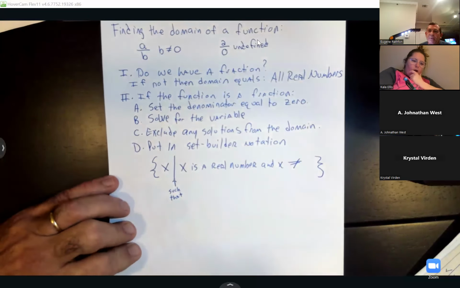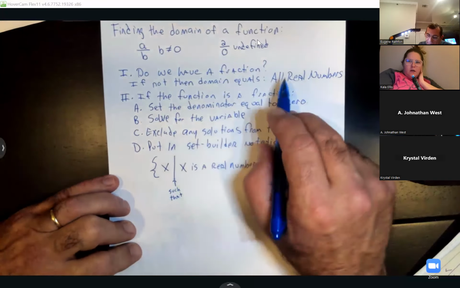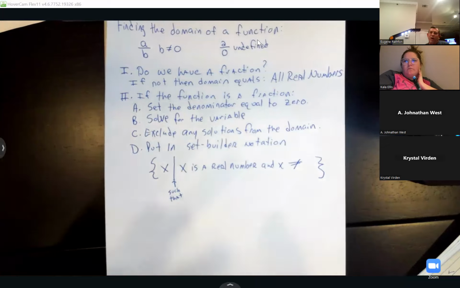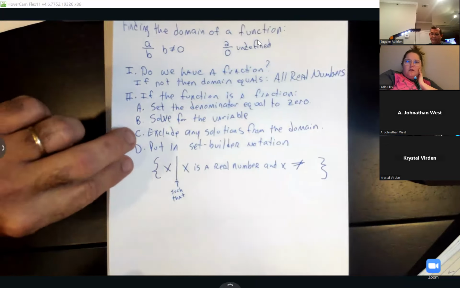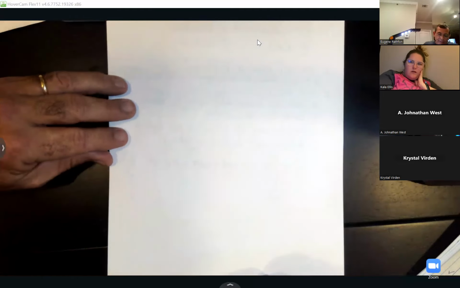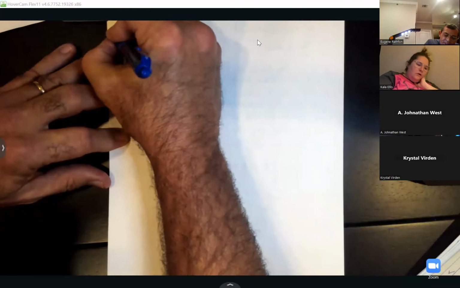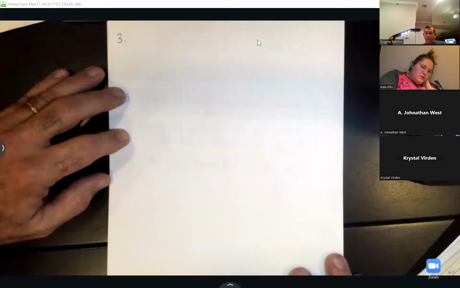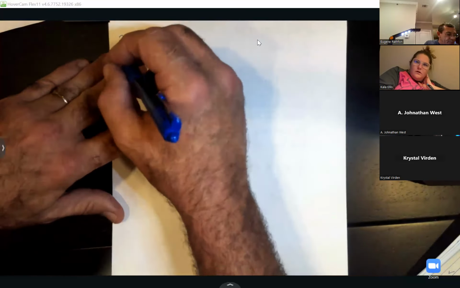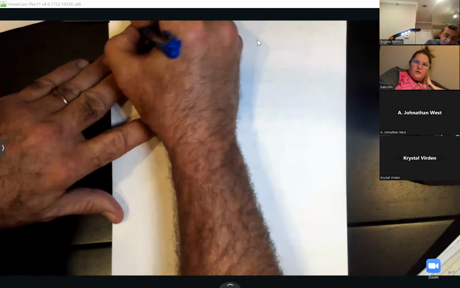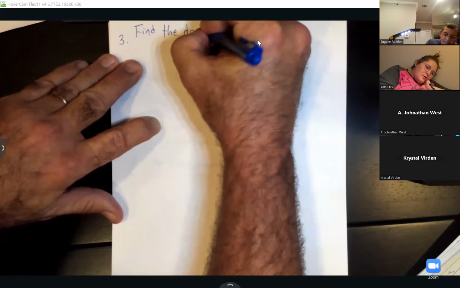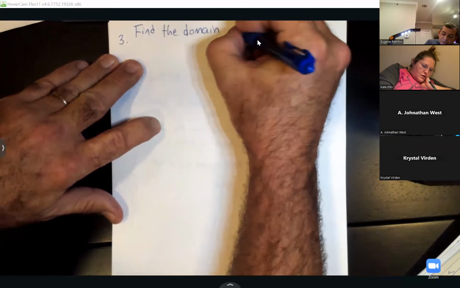And once again, remember, if you don't have a fraction, all real numbers. Okay, and I'll play along with y'all on some of these examples. These will start about number 3. The first 2 problems were doing the graphs. So number 3, on these examples, they want us to find the domain of the function.